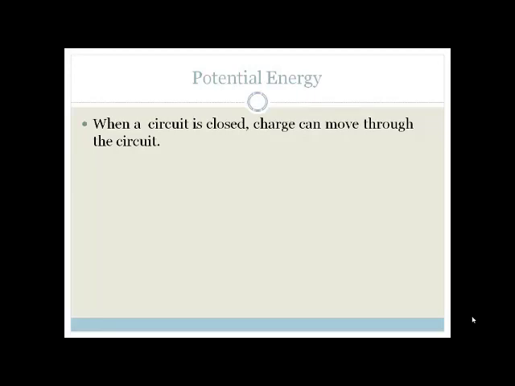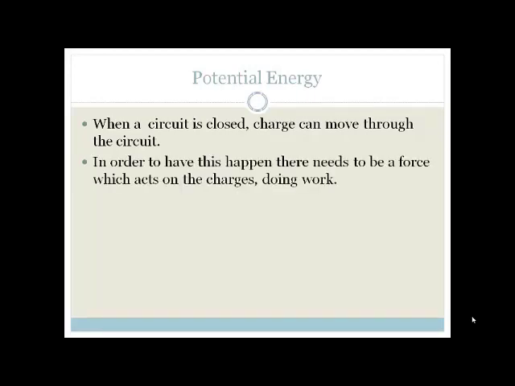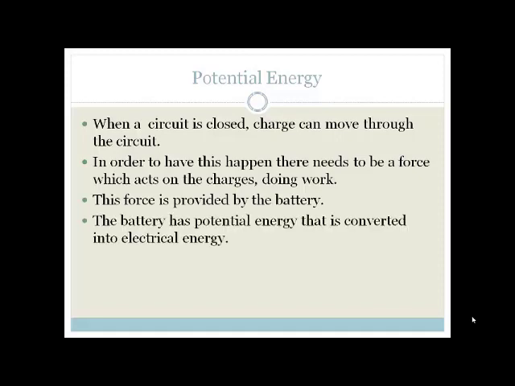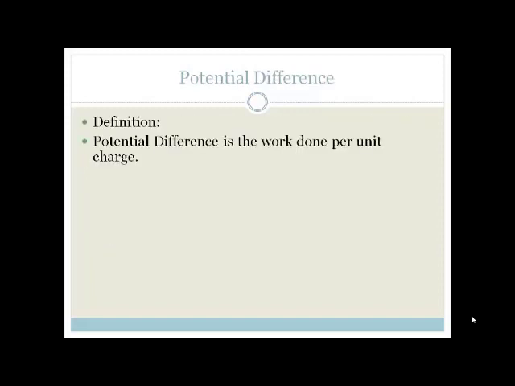So when a circuit is closed, charge can move through the circuit. In order to have this happen, there has to be a force that acts on the charges, doing work. This force is provided by the battery. The battery has potential energy, actually a chemical potential energy, that's converted into electrical energy that allows the charge to move around the circuit. So the definition of potential difference is that it's the work done per unit charge.